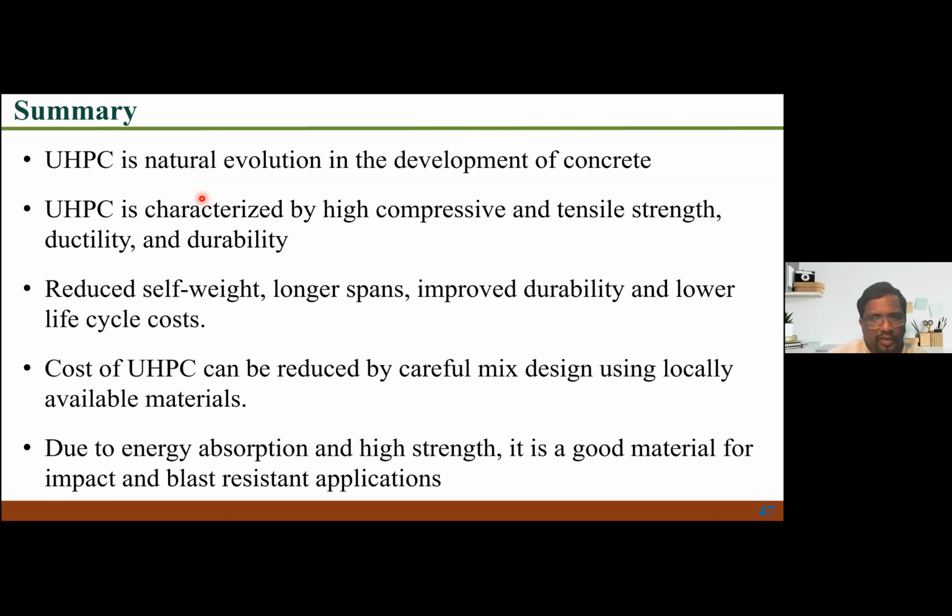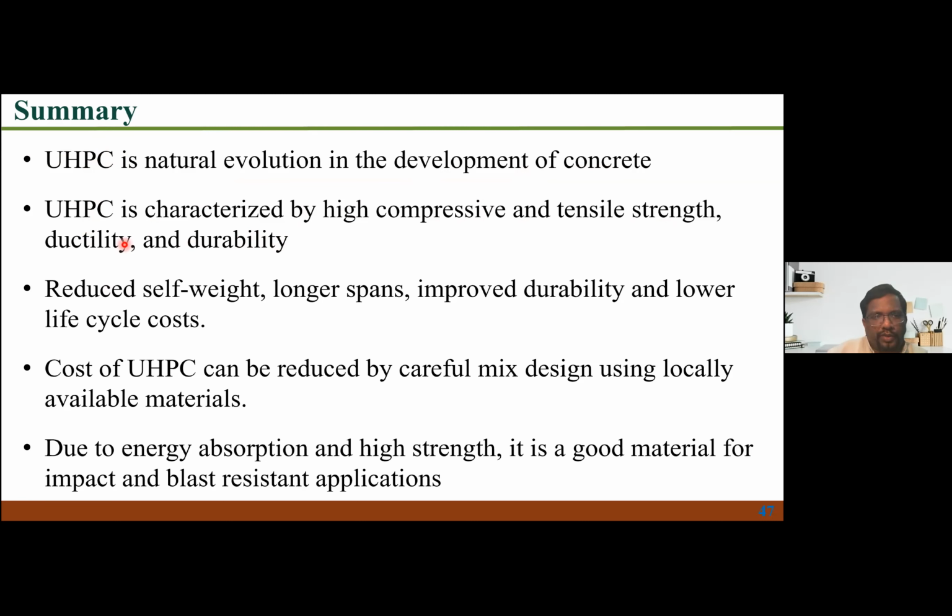So then people started developing using admixtures and high strength concrete. Then high performance concrete came. Now we are developing ultra high performance concrete. So it is a natural evolution in the development of concrete. And like we discussed, ultra high performance concrete is characterized by very high compressive and tensile strength, ductility, and durability.